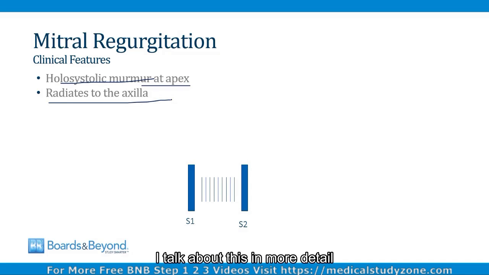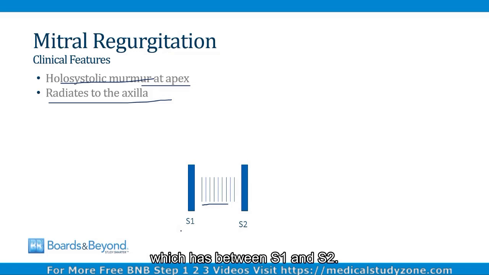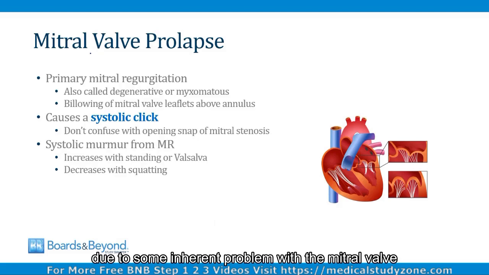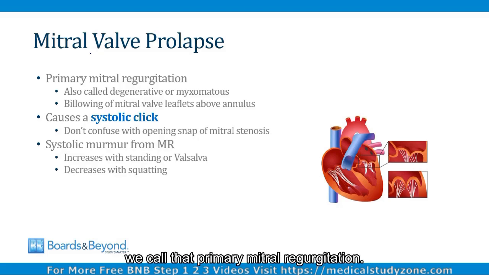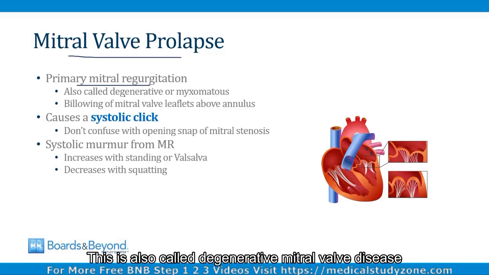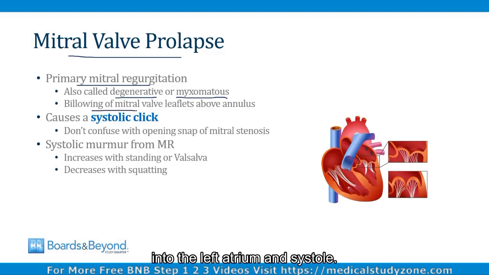I talk about this in more detail in the video on heart murmurs, but this is going to be a holosystolic murmur, meaning the intensity of the murmur does not change and is the same throughout systole, which is between S1 and S2. When patients have mitral regurgitation due to some inherent problem with the mitral valve, we call that primary mitral regurgitation. When they develop mitral regurgitation from something outside the valve, that's called secondary mitral regurgitation. And primary mitral regurgitation is always caused by mitral valve prolapse. This is also called degenerative mitral valve disease or sometimes myxomatous mitral valve disease. In mitral valve prolapse, the mitral valve leaflets become stretched and they billow above the annulus of the mitral valve into the left atrium in systole.